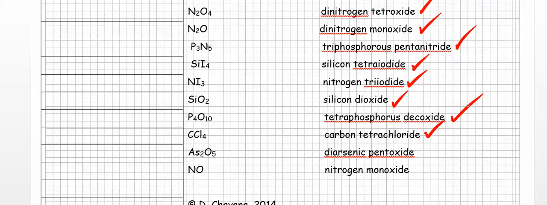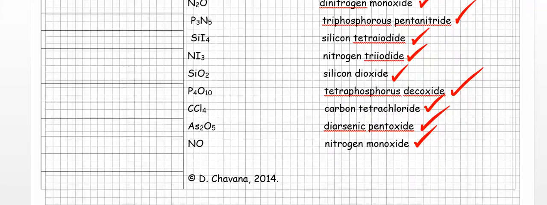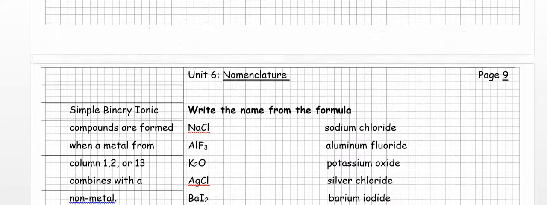As2O5 would be diarsenic pentoxide. Okay? Try not to say pentaoxide. Don't put 2 vowels. If you do, it's not the end of the world, but try not to do that. NO would be nitrogen monoxide. Nitrogen monoxide for that one right there. All right. So that completes our molecular compounds.